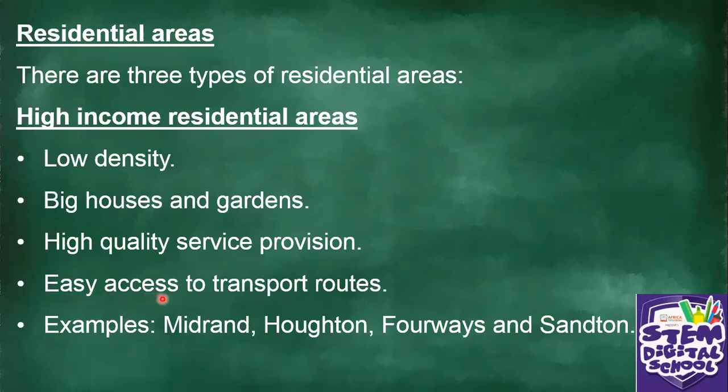Easy access to transport routes. So they can easily access transport routes. Here I gave examples of such areas. We've got Midrand, Orton, Fourways, Sentin. These areas found in Joburg. They are examples of what? High income residential areas. So people who live there, they earn high income.